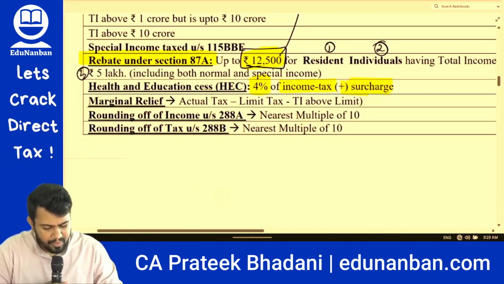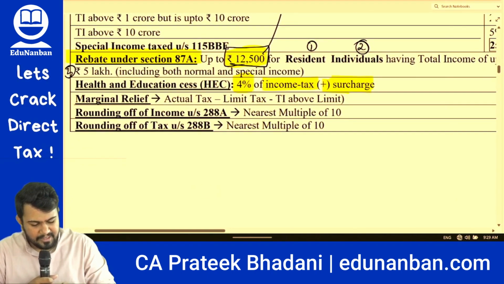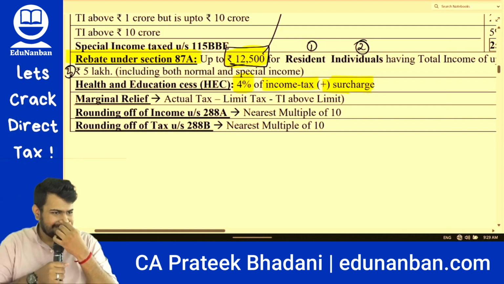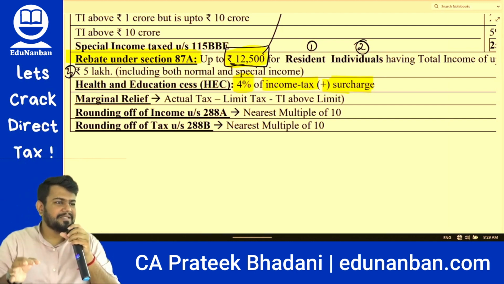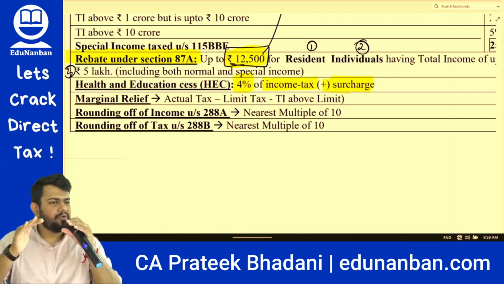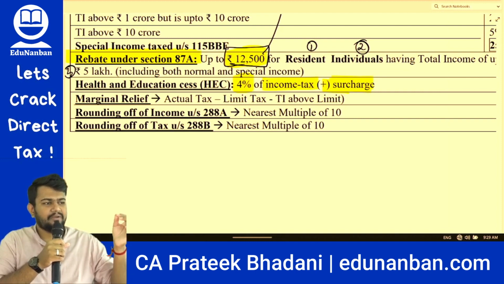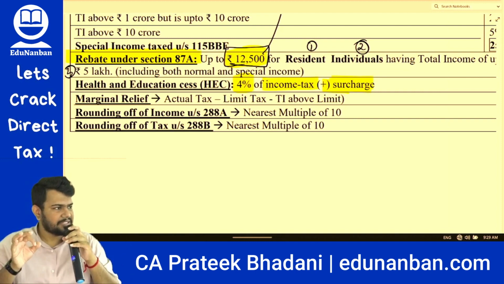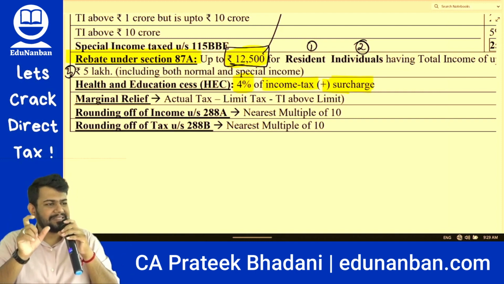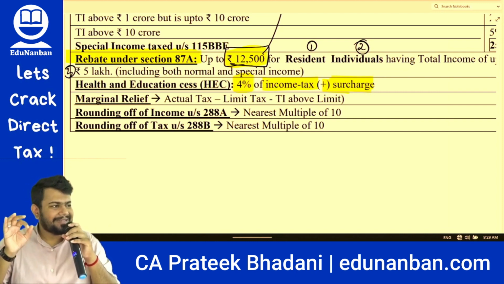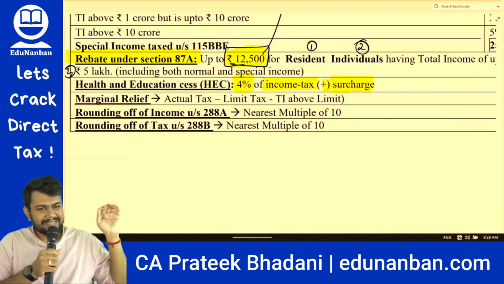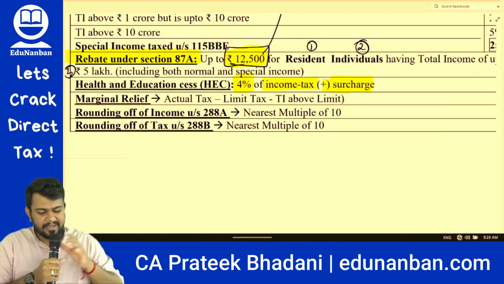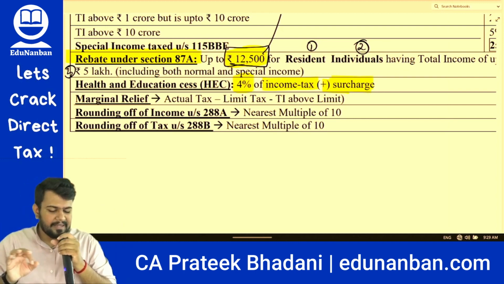Next, health and education cess. Health and education cess is 4% of income tax plus surcharge. So you have to add both income tax and surcharge, and on this figure you have to calculate 4% health and education cess. Sir, what is cess? Cess is nothing but a tax that is collected for specific purpose. So this tax, that is health and education cess, is specifically collected for health and education.